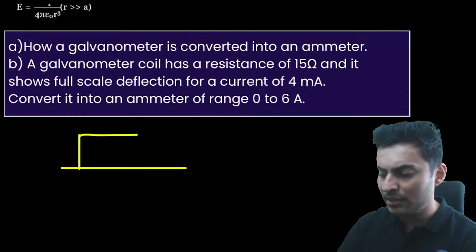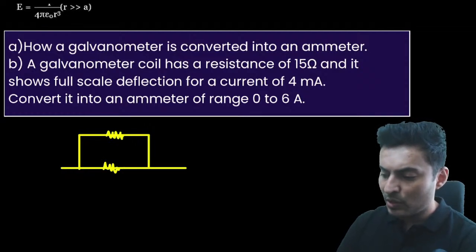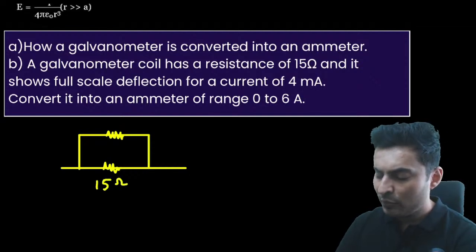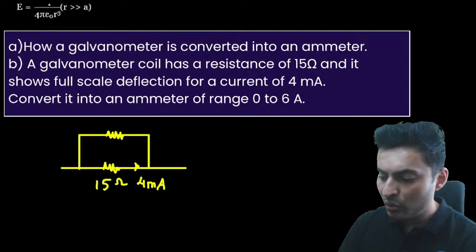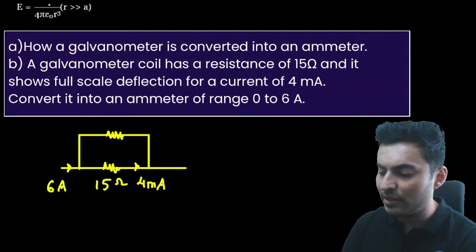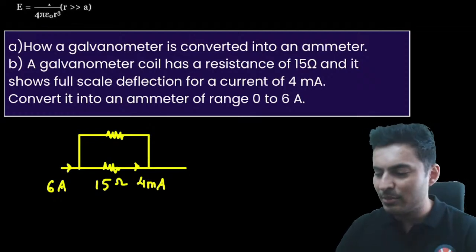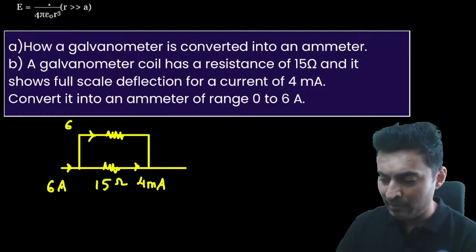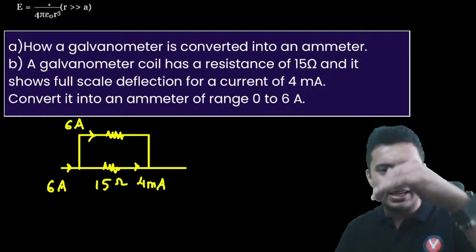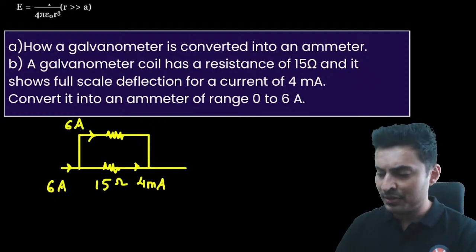So let's say this is the shunt, something like this. And there is a resistance here, there is a resistance here. The galvanometer has a coil resistance of 15 ohms, full scale deflection of 4 milliamperes. So this is 4 milliamperes. You want to send in 6 amperes over here. So out of 6 amperes, 4 milliamperes is very negligible. So almost 6 amperes will only go through the bypass resistance, the shunt resistance.